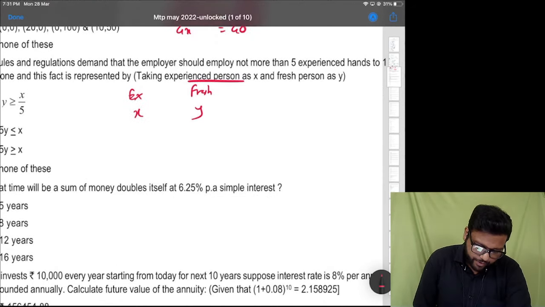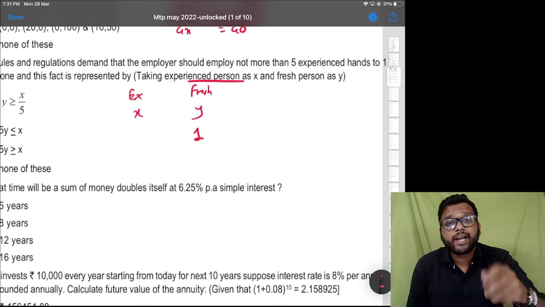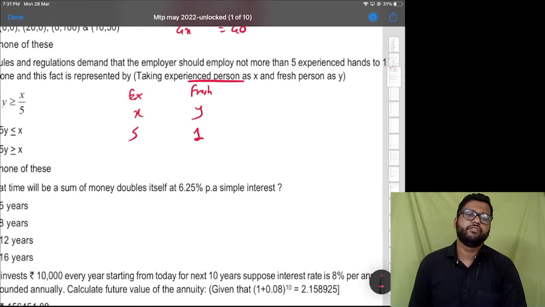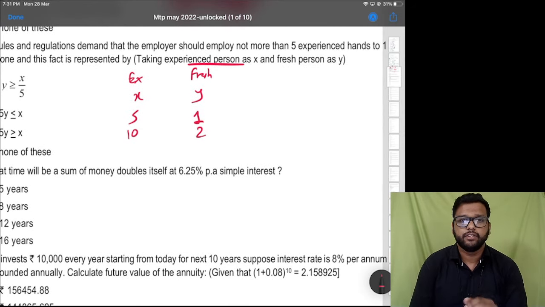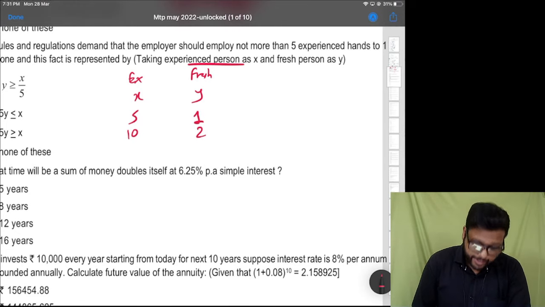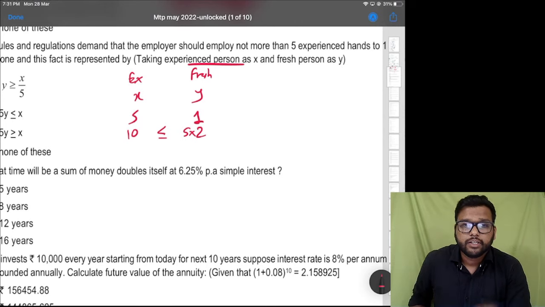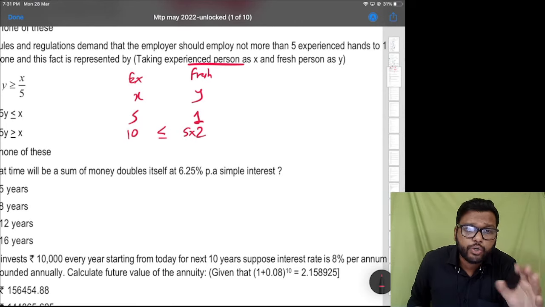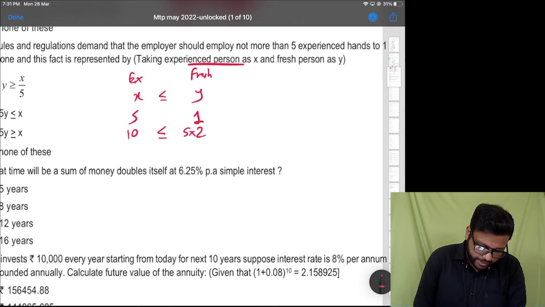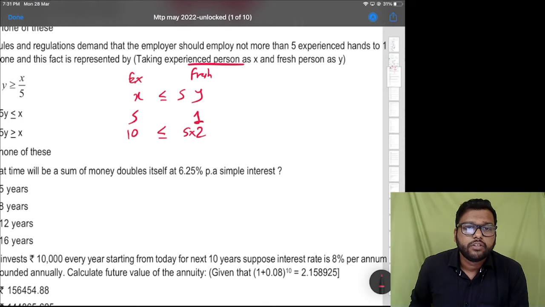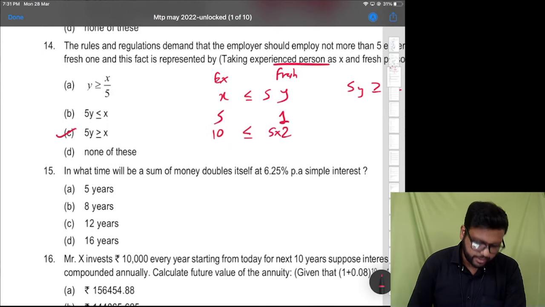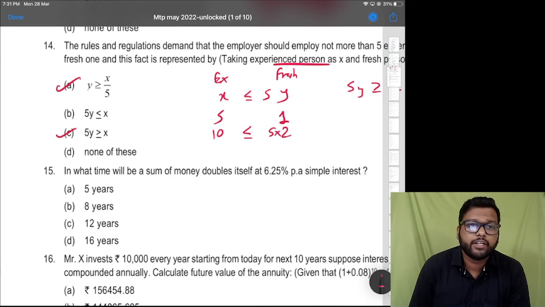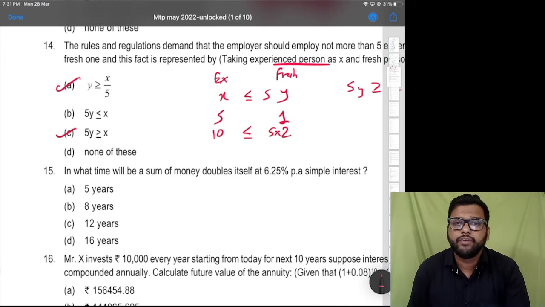How to think in these kind of questions? Understand? If we hire 1 fresh worker, we can hire maximum 5, right? If we hire 2, we can hire maximum 10. It cannot be more than 10. That means this 10 has to be less than or equal to 5 times of 2, or this x has to be less than or equal to 5 times of y. That means if we reverse it, 5y has to be greater than or equal to x. Option C is the correct answer, and in fact option A is also the correct answer, because if we take 5 to left hand side, 5y is greater than or equal to x.